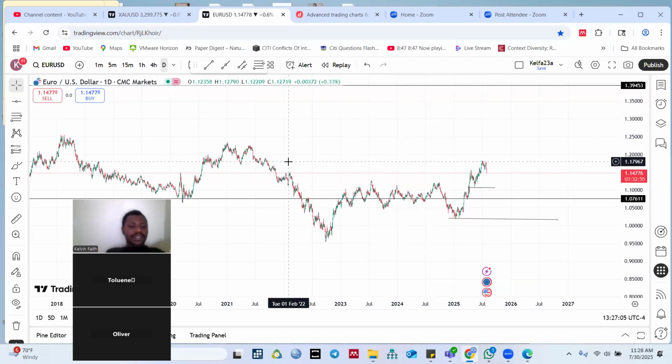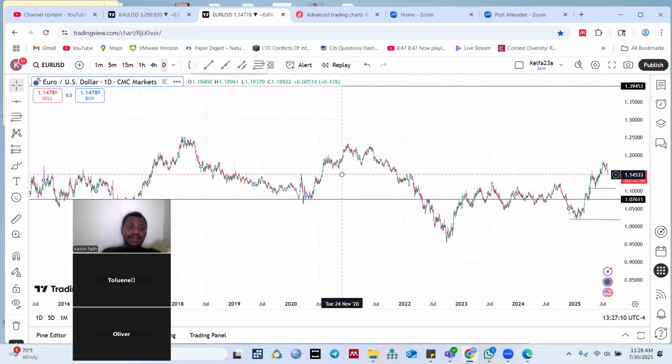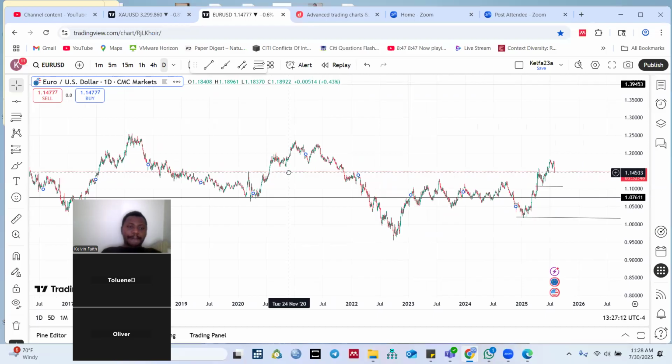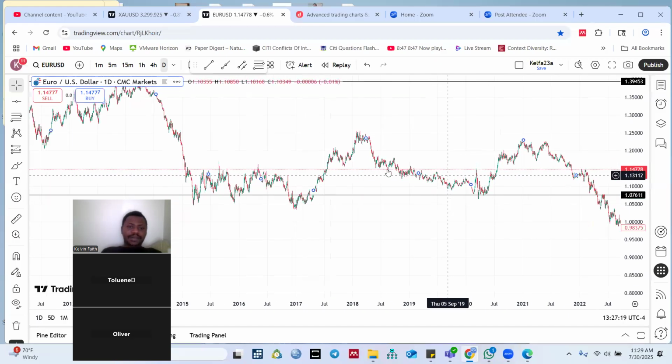I hope you can see the screen. Tolu, can you see the screen? Yes. Okay, perfect. Now I can see it well, very visible.